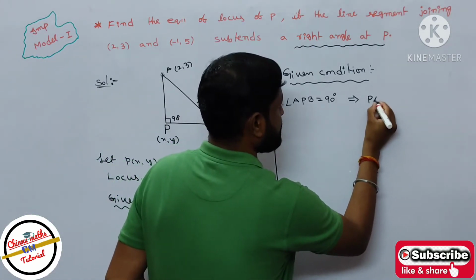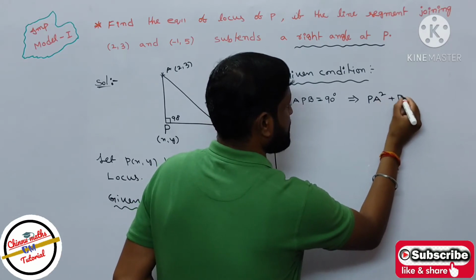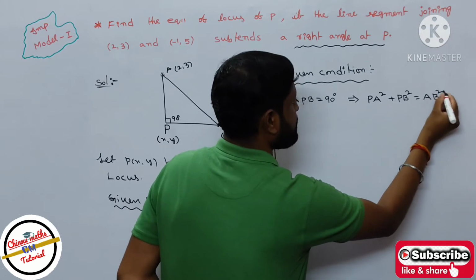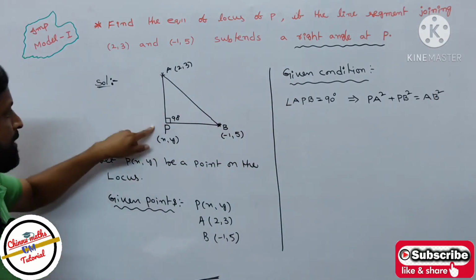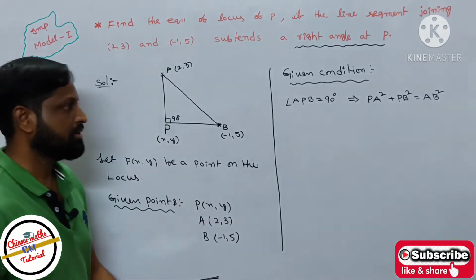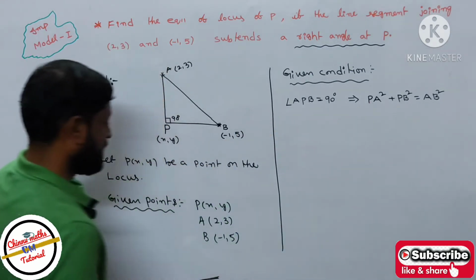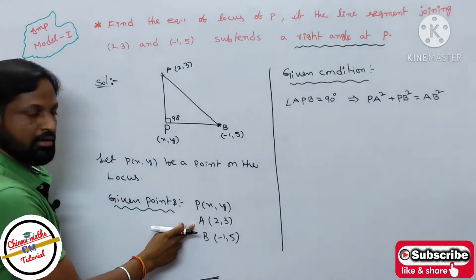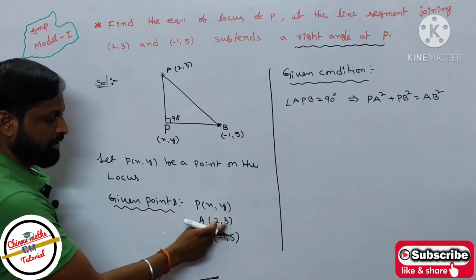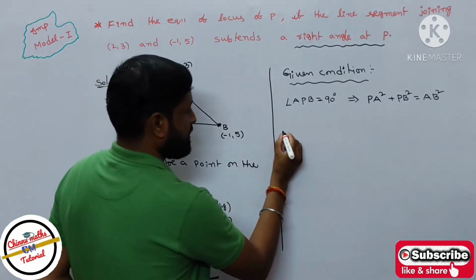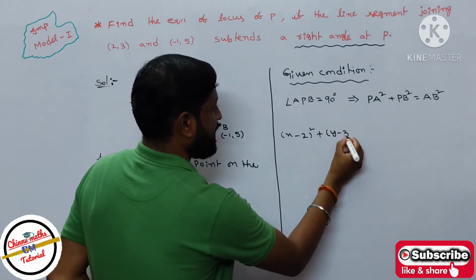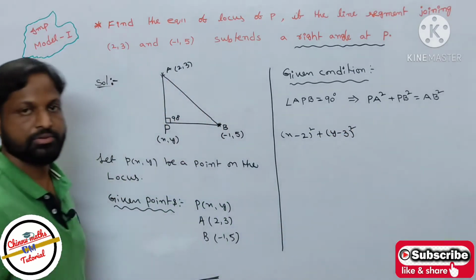PA square plus PB square equal to AB square. This is our condition. Then substitute. PA square means take the point P and point A. Write the distance between these 2 points. (x - 2) whole square plus (y - 3) whole square. It is the value of PA square.